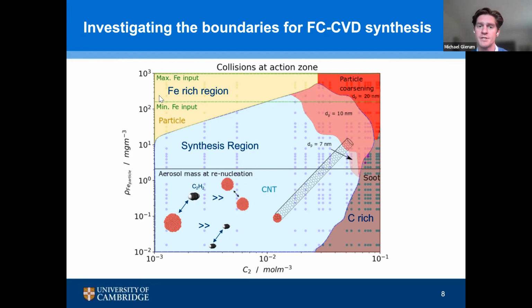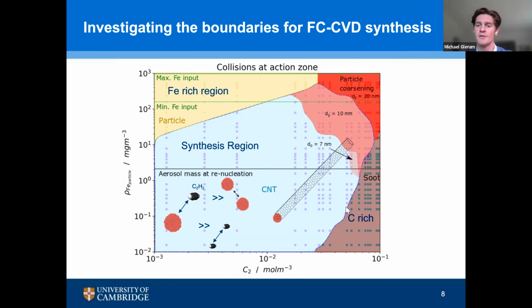The iron-rich region is where your particle-particle collisions are on the same order of magnitude and in direct competition with your acetylene colliding with your catalyst particle. This can be explained quite simply: you're putting in far too much mass at that point in time, and you'll be running quite a dilute synthesis process relative to the carbon.